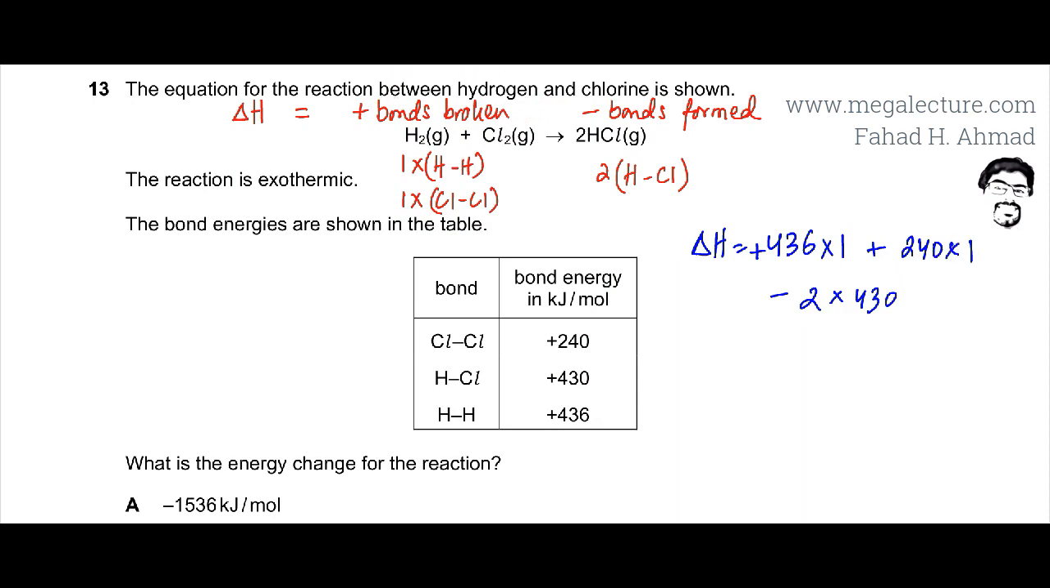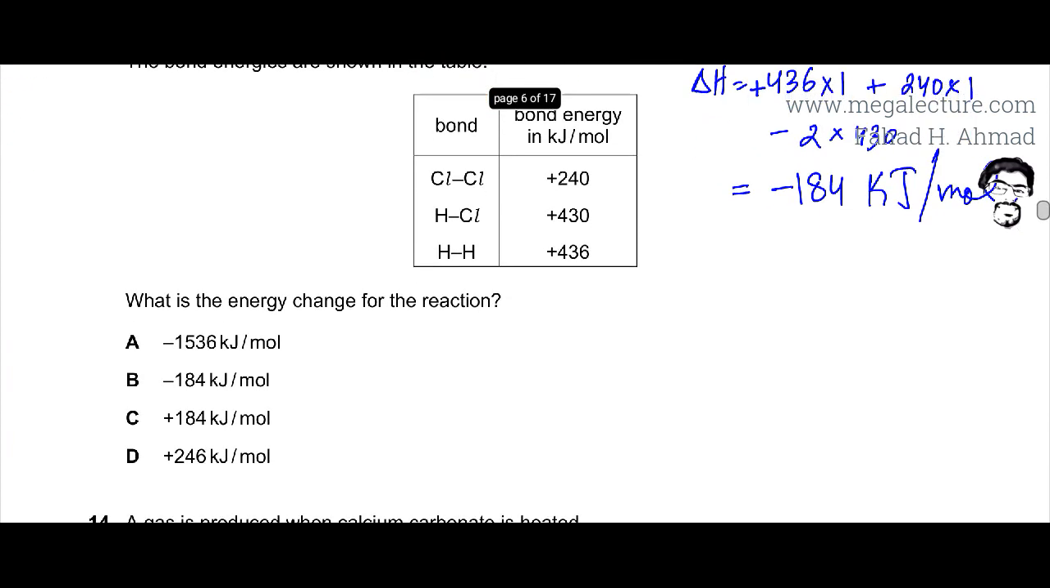And then you have your bonds formed. Two HCl bonds would be formed. So that's H and Cl, that's 430. But it's going to be negative because bond formation is exothermic. So two bonds are being formed, so 430 into 2. And I'm going to now calculate this value, which comes out to be equal to minus 184 kilojoules per mole, which is the answer I'm getting on my calculator. So the correct answer, let's go down and see the options. You have minus 184 over there. So option B is going to be your correct answer for this particular question.